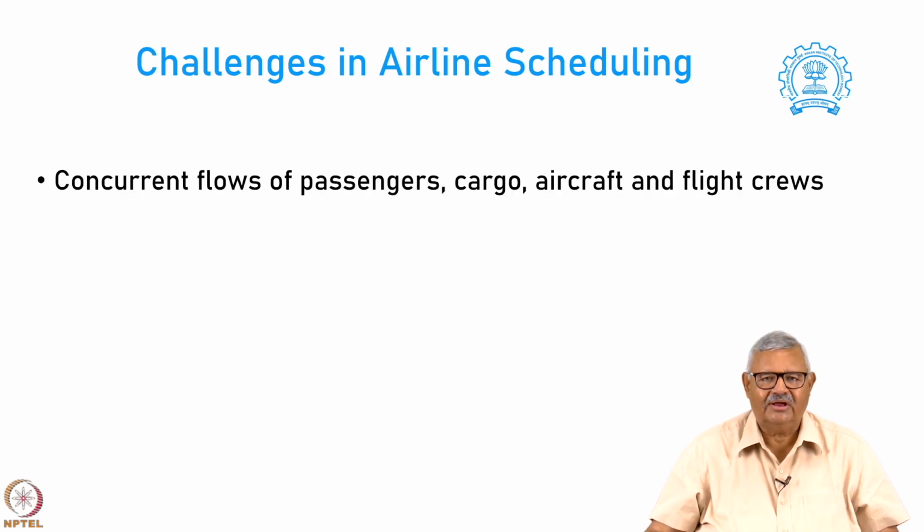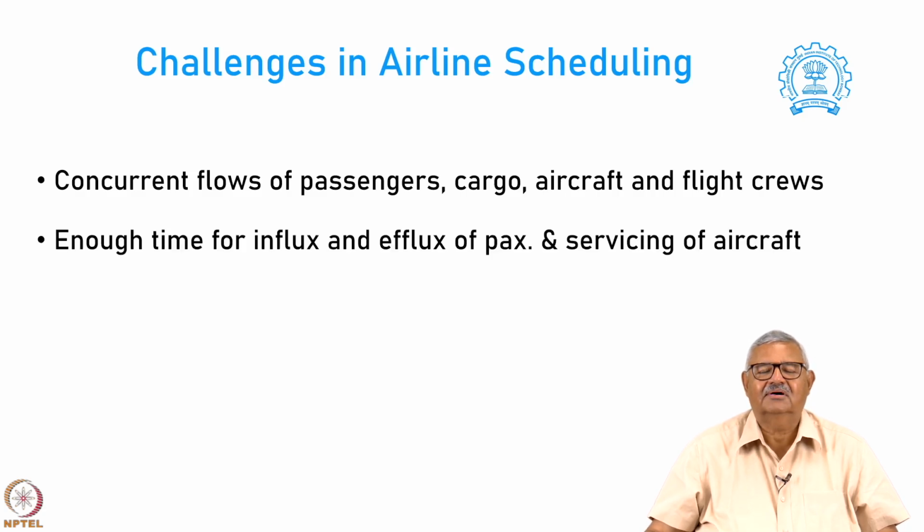So, you have to ensure that all the players in the air transportation system, the passengers, the cargo, the aircraft and the crew, are all flowing concurrently. Any of these could become a bottleneck, and the absence of any of these could lead to wasteful expenditure in waiting for the particular element to arrive.